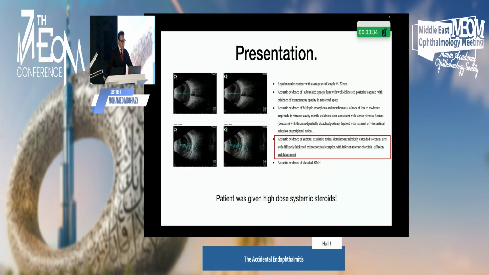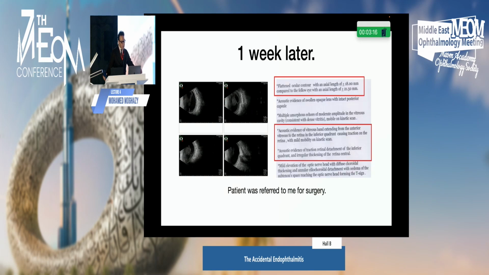systemic steroids. This is his ultrasound and presentation, and you can see everything looks fine, and of course, some exudation, and there is subtotal exudative retinal detachment, which was clearly stated in the ultrasound at presentation. Again, the patient was on steroids, but he came 1 week later with this marked hypotony.